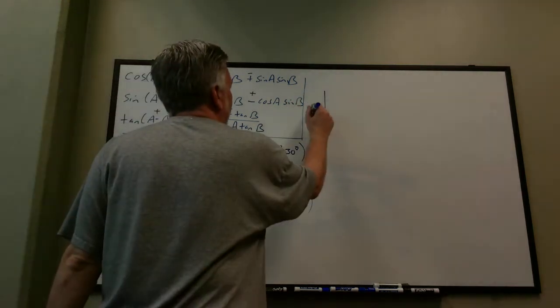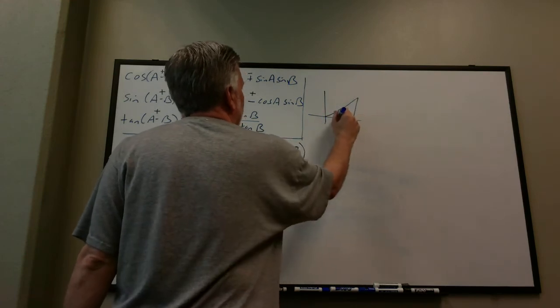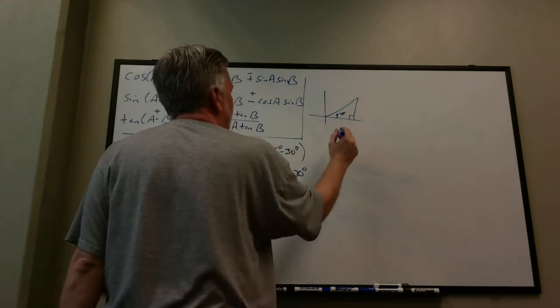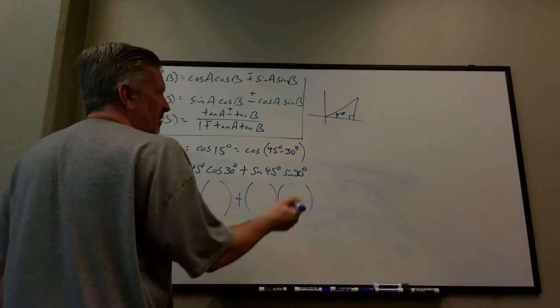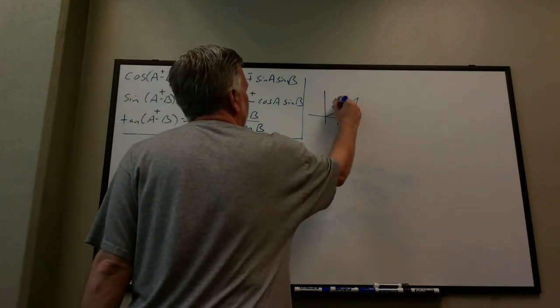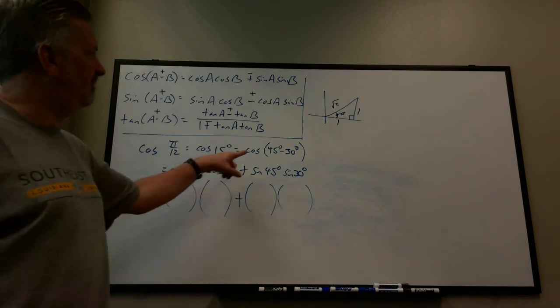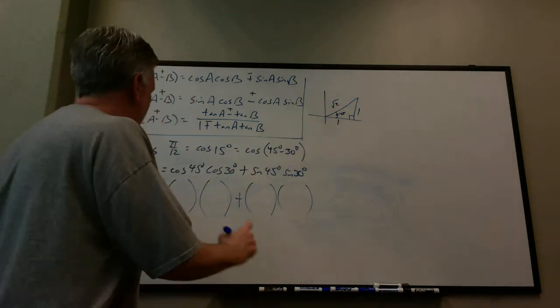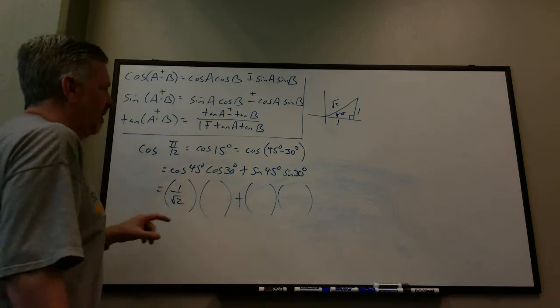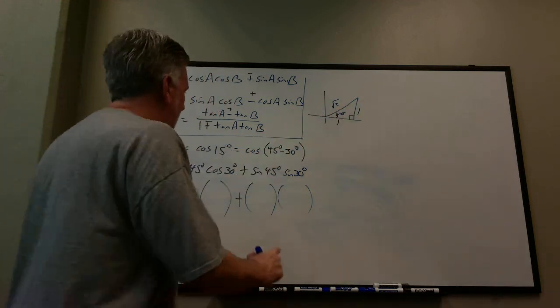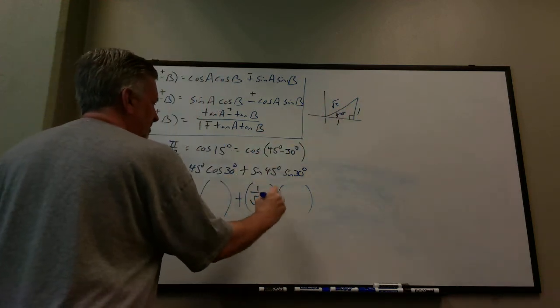Right? So 45 degrees, that's an angle in the first quadrant. And our special triangle is 1, 1, square root of 2. And so let's go ahead and fill in what's the cosine of 45 degrees. It's adjacent over hypotenuse, so that's 1 over root 2. Sine of 45 is opposite over hypotenuse, 1 over root 2.